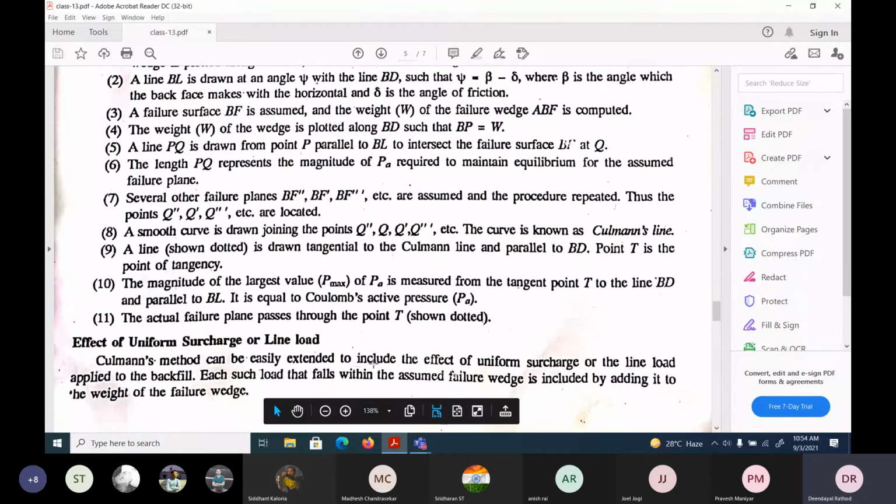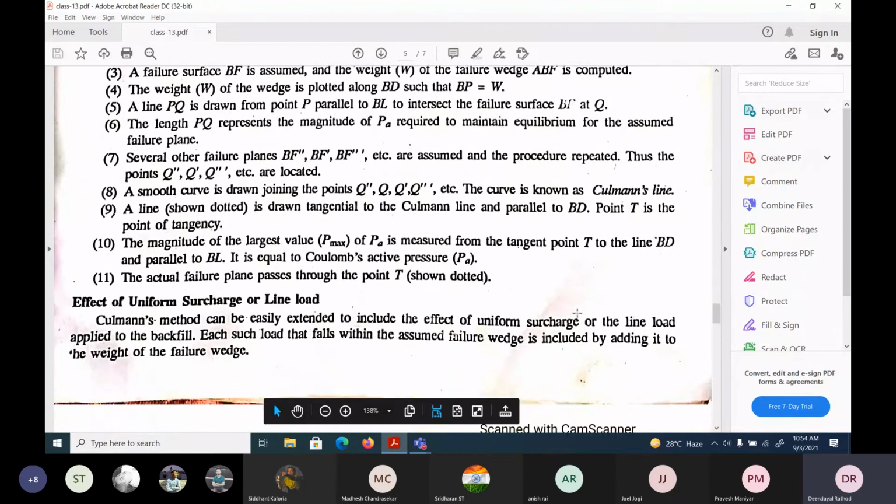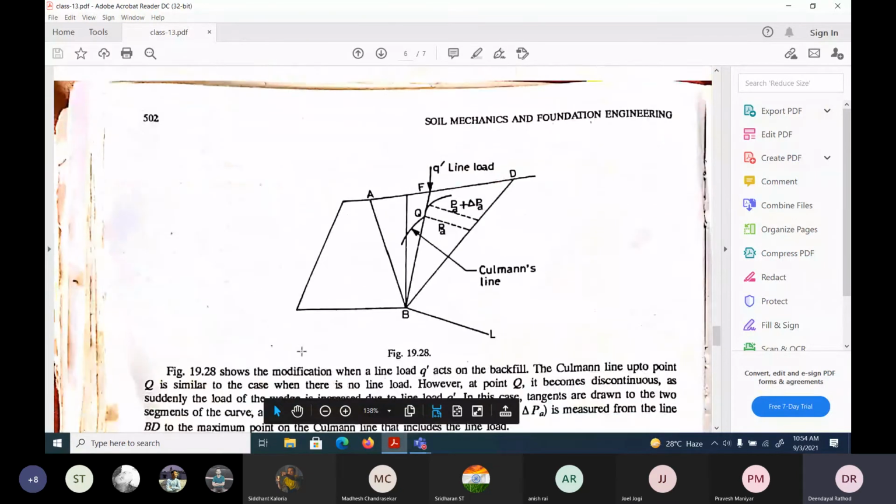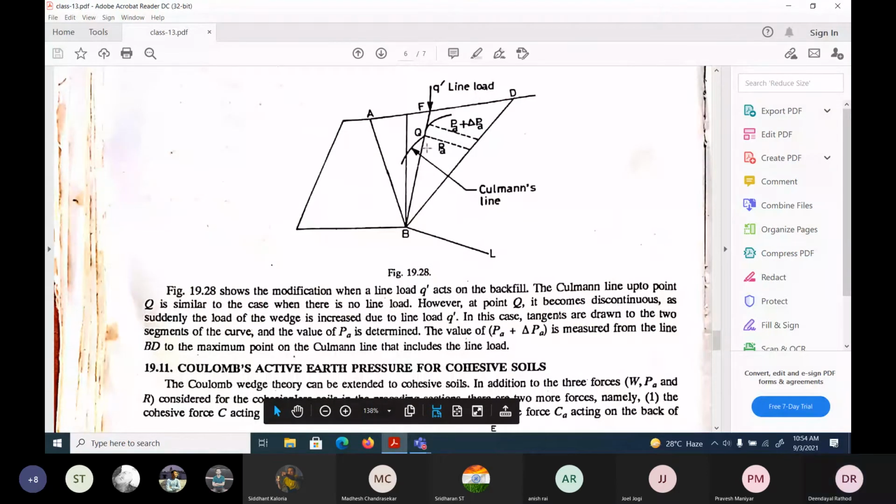The Culmann method can be easily extended to include the effect of uniform surcharge or line load. Okay, and what we do is, each load that falls within the assumed failure wedge is included by adding it to the weight of the wedge. So suppose we have a line load Q here, then Culmann's line will break because the load is increasing here, right? So we will draw both and take both the tangents.